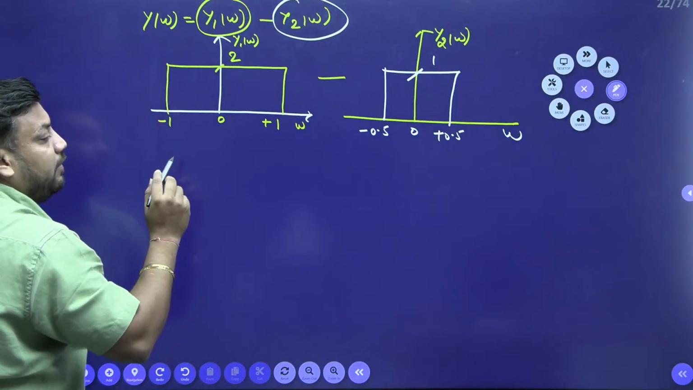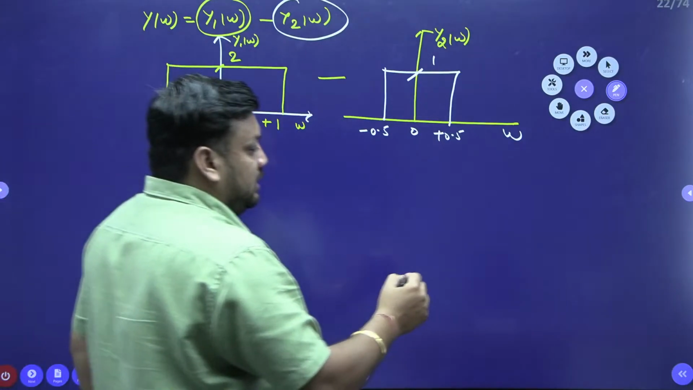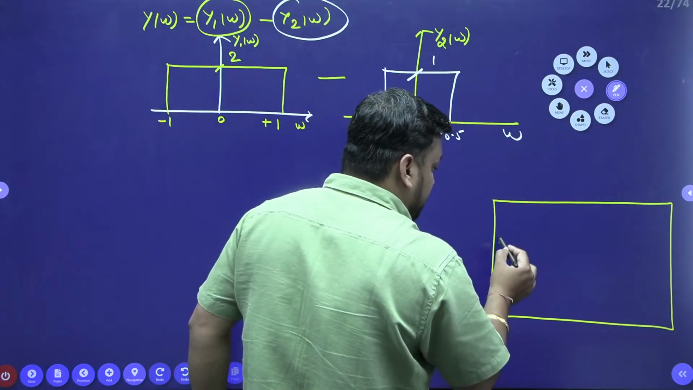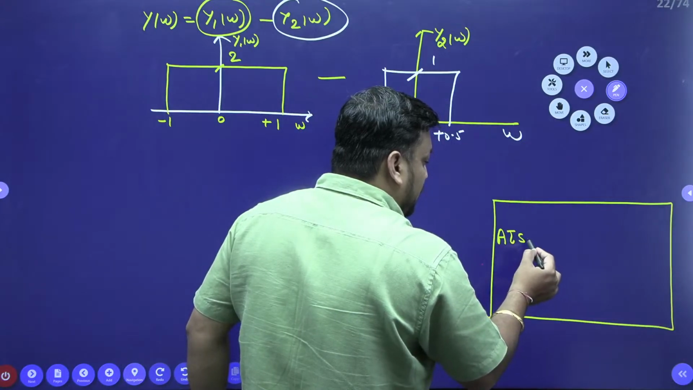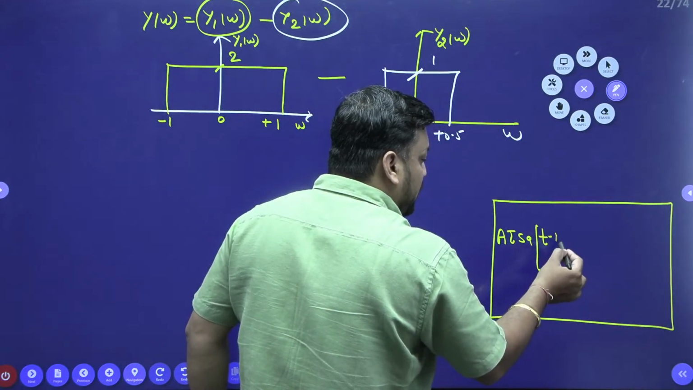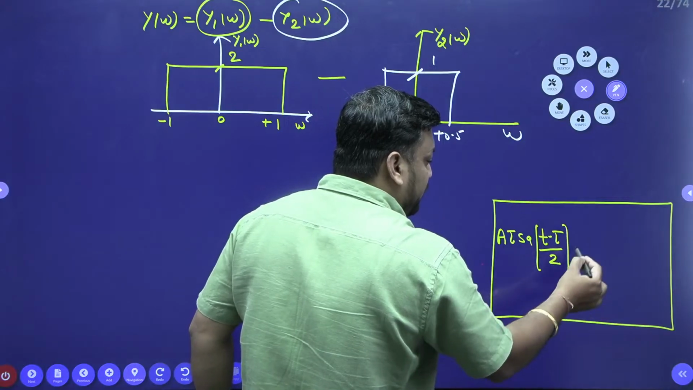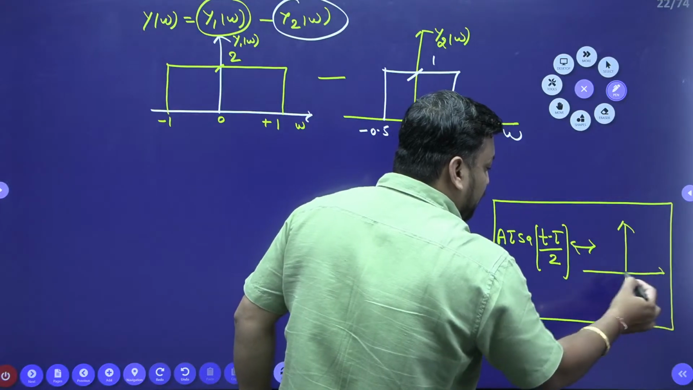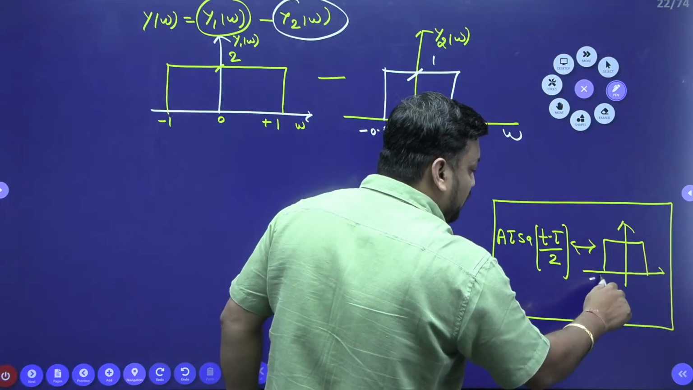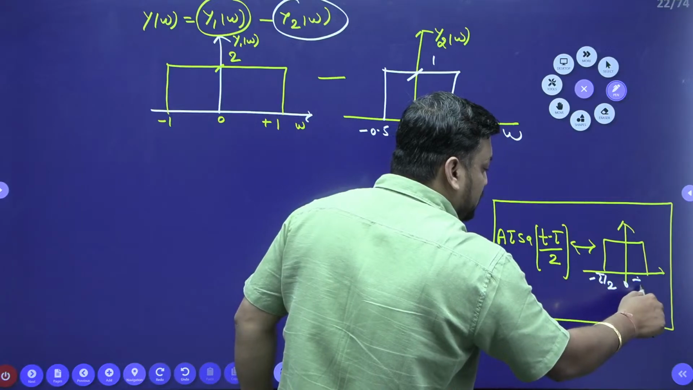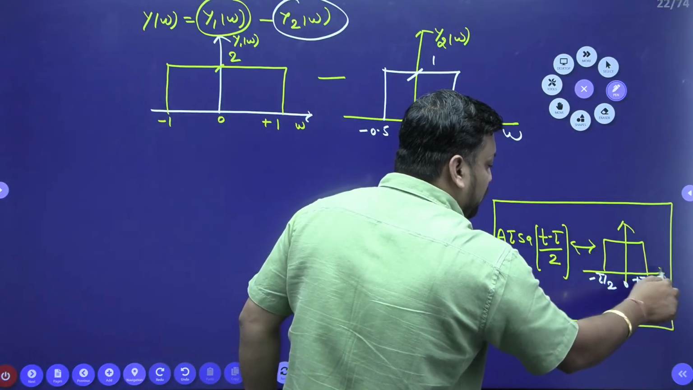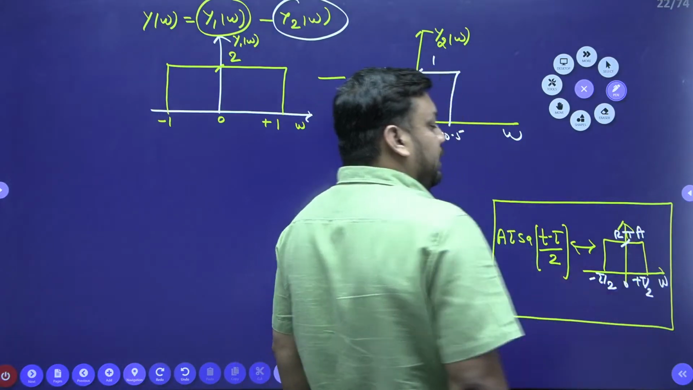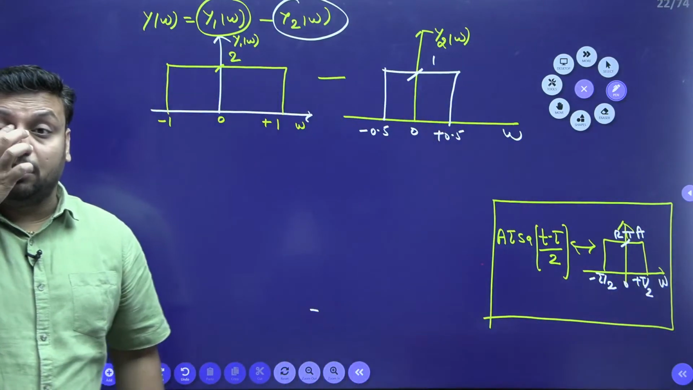So what does the standard form say? I am making a box here and writing the standard form. The standard form says that in the time domain we have a signal a tau sampling of t tau by 2, having as its Fourier transform a rectangular pulse in the omega domain, from minus tau by 2 to plus tau by 2 with respect to omega, and the magnitude is 2 pi a. Is this clear or not?